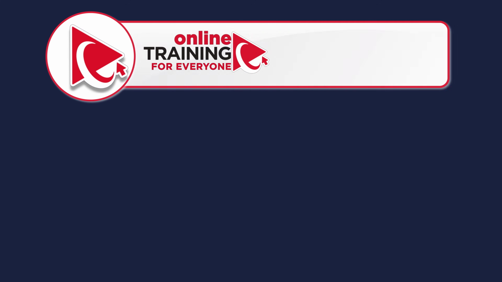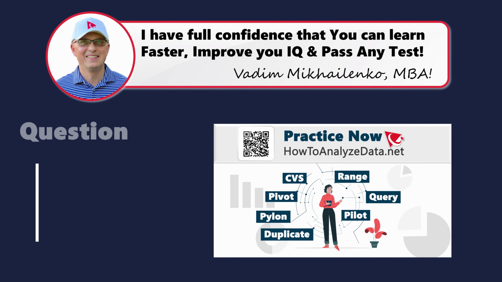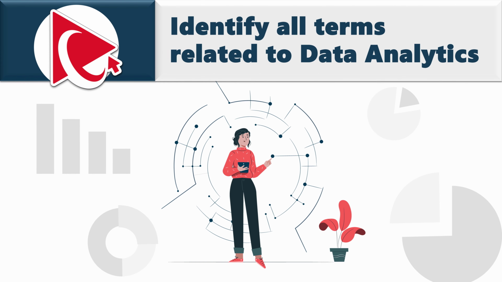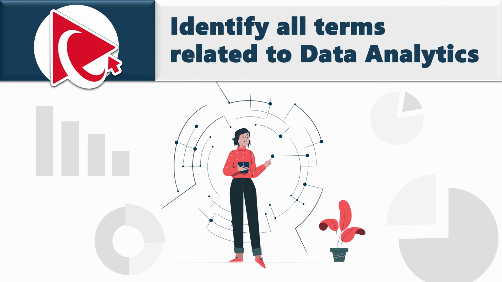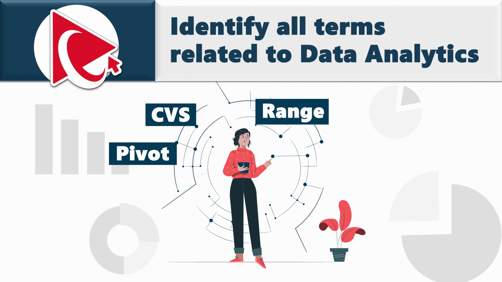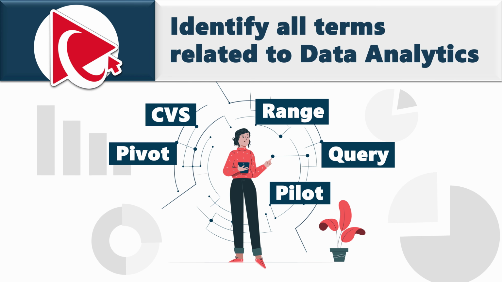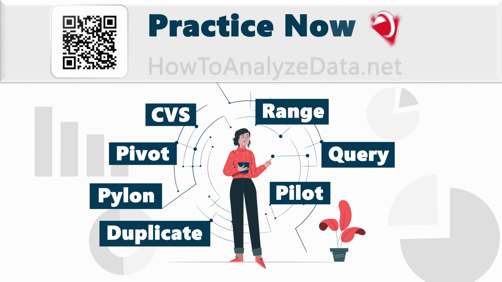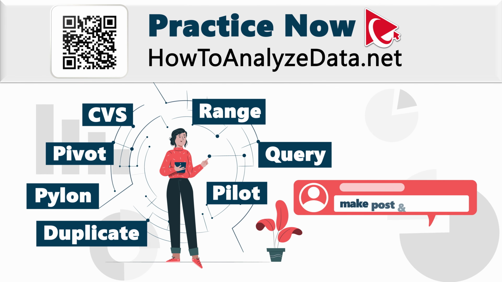And now it's time for you to seize the spotlight. You need to tackle this question solo and showcase your brilliance. In this question, you need to identify all terms related to data analytics. The words are pivot, CSV, range, query, pilot, duplicate, and pylon. Once you've figured out all relevant words, make sure to share your answer in comments.